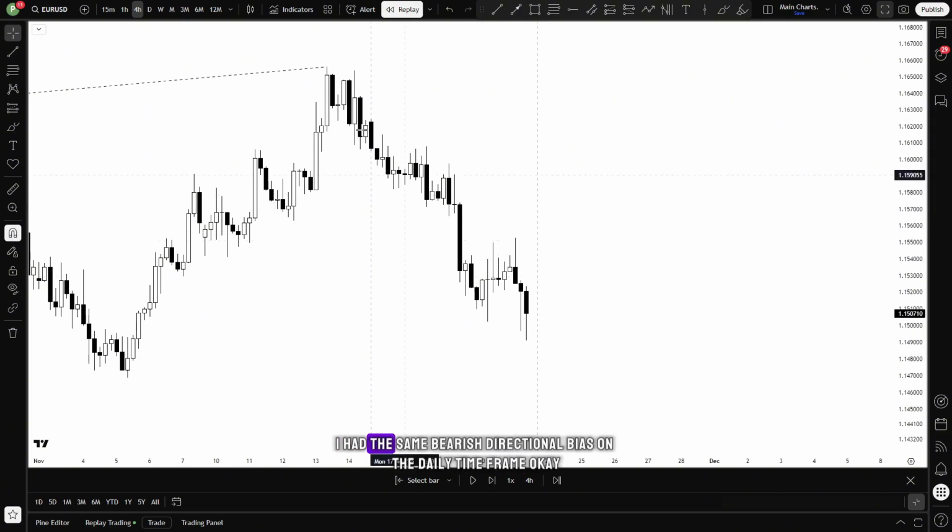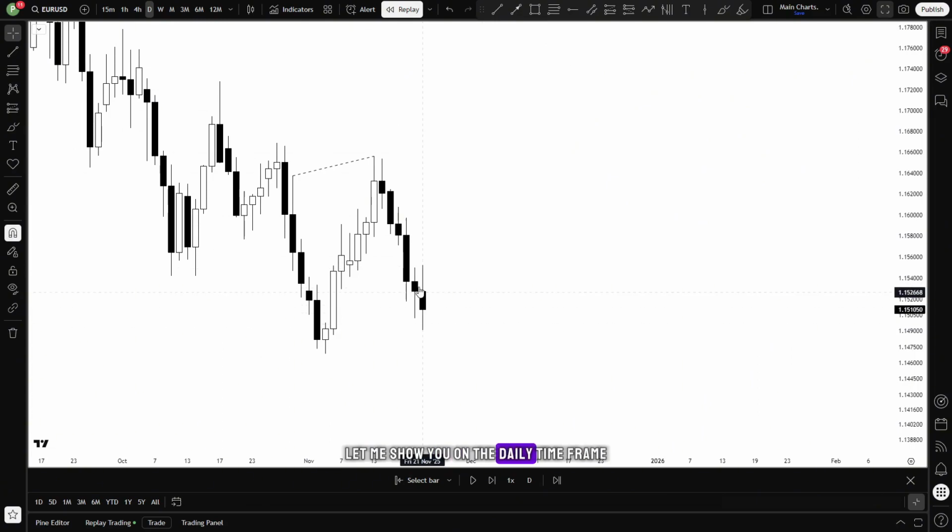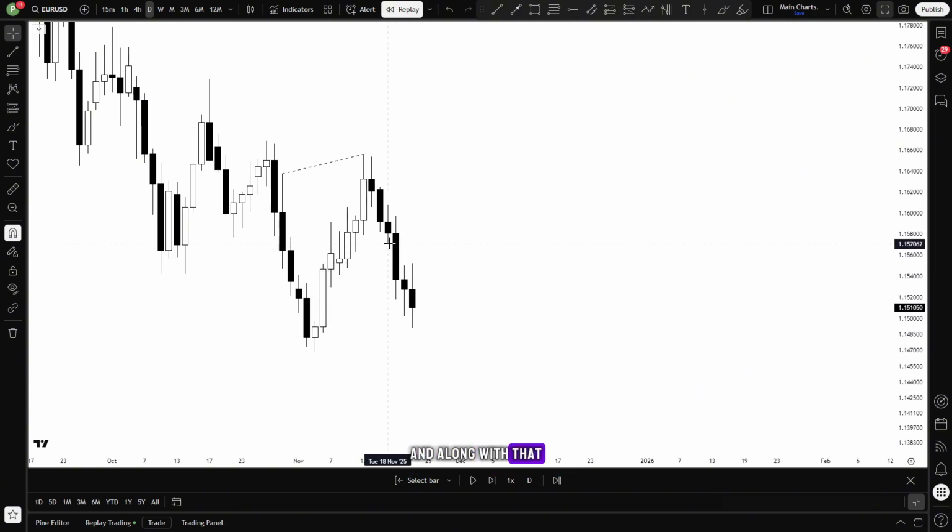Now on Friday, I had the same bearish directional bias on the daily time frame. Okay, let me show you. On the daily time frame, I had a bearish directional bias with my draw on liquidity being lower, and along with that, we had also formed this new fair value gap on Friday. And my expectation on the daily time frame on Friday was that we're going to take out this candle's high, fill the fair value gap, and then expand lower.